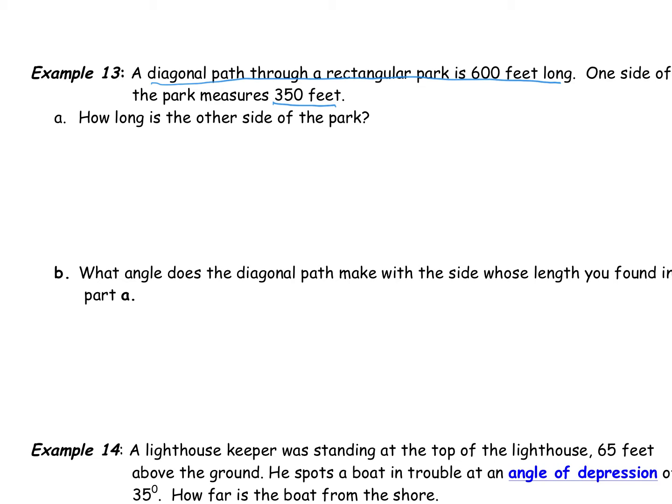Once again, let's start by drawing a diagram. Since the park is rectangular, I will draw a rectangle. And then we're told that a diagonal path through the park is 600 feet, so I will draw the diagonal and label its length as 600 feet. One side of the park measures 350 feet. It does not matter which side you label as 350 feet. Either one will work.